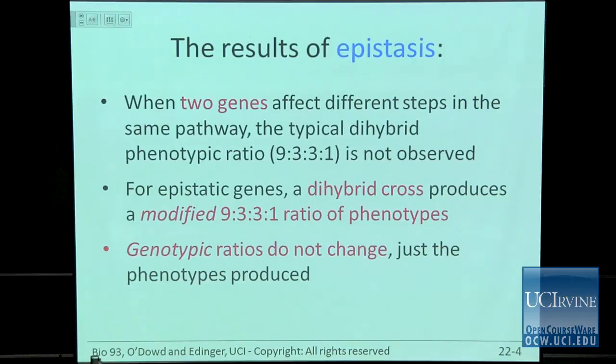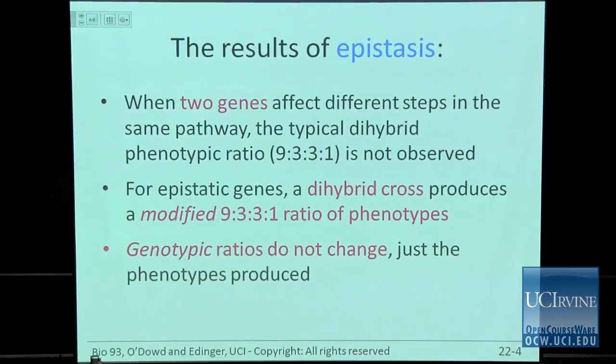The results of epistasis are listed on this slide. When two genes affect different steps in the same pathway, when you do a dihybrid cross, the phenotypic ratio is not 9:3:3:1 anymore. That's a hallmark of epistasis. You get a modified 9:3:3:1 ratio. And when we go through the examples, I think it will become clearer what that means. A key point is that the genotypic ratios in the dihybrid cross don't change at all. When you do your Punnett square, it turns out exactly the same, whether there's epistasis or not.